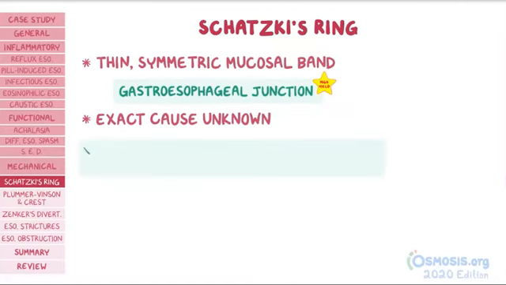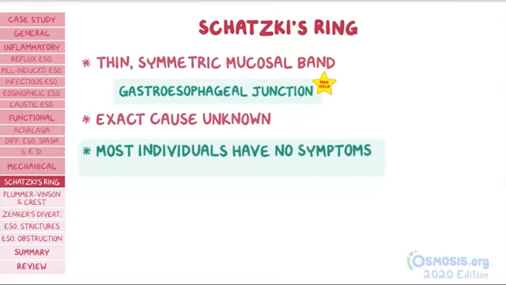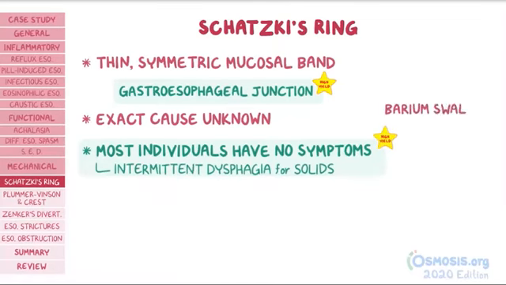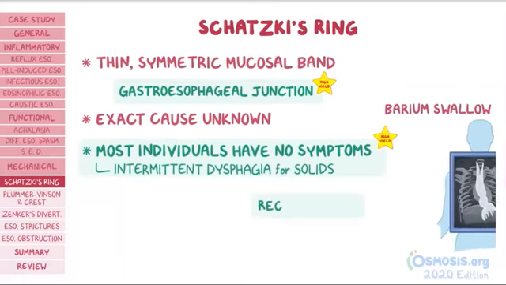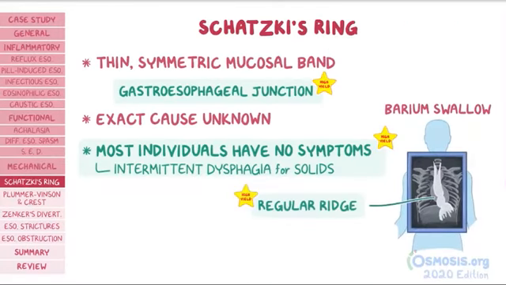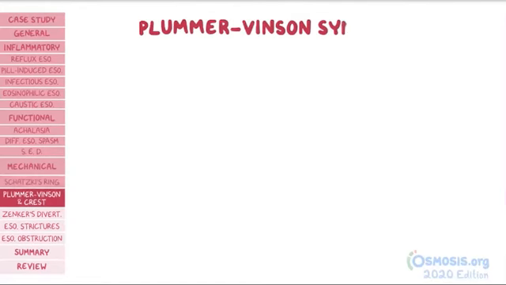For your exam, you should know that in most cases, individuals have no symptoms, but if the lumen of the esophagus gets too narrowed, individuals can present with intermittent dysphagia for solids. On a barium swallow, Schatzki's ring is seen as a small and regular ridge above the diaphragm that narrows the lumen of the esophagus. The next one is Plummer-Vinson syndrome.